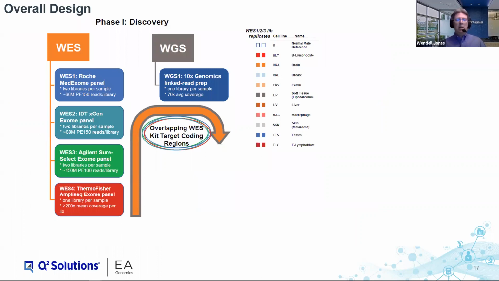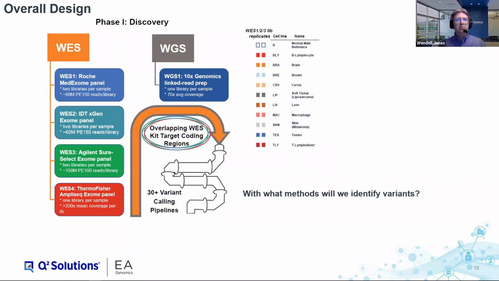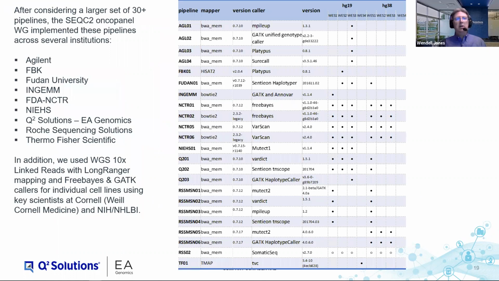Okay, so we've decided what regions we want to call variants in. And so now the question is, with what methods will we actually identify the variants? Initially we examined lots of different variant calling pipelines. Let's talk about that in just a minute. Even though we started out with a much larger set, we focused on a little bit more than 20 of the final pipelines that were implemented across several independent institutions. And you see the list here.